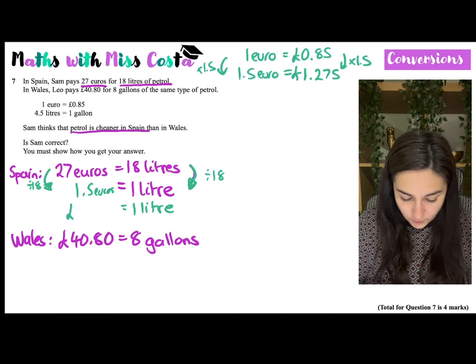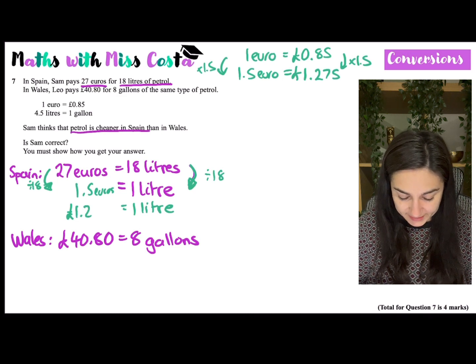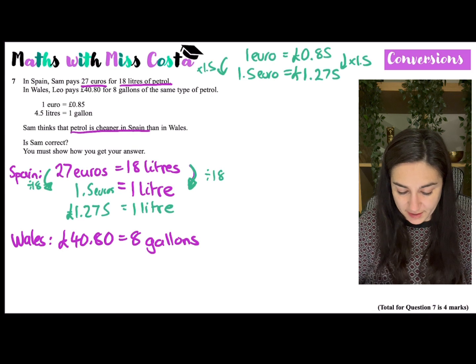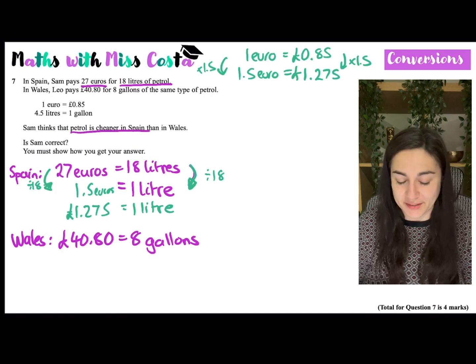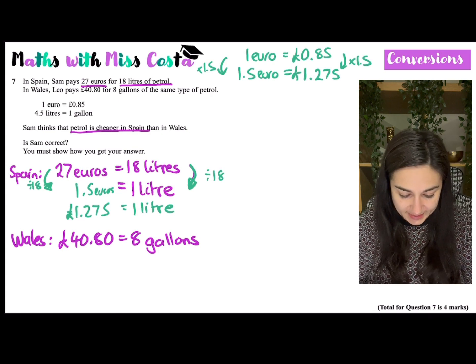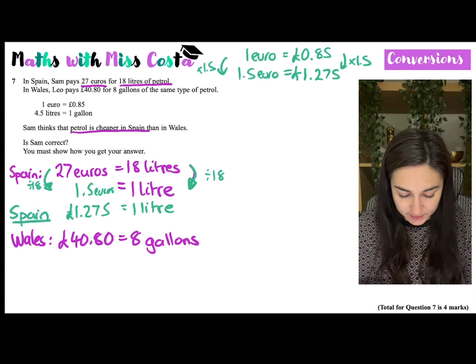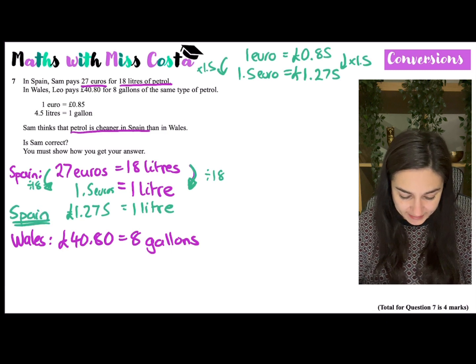Okay, so therefore I know that the cost of petrol is £1.28, but let's just write the full amount here just in case there's a very close comparison with the next one. In Spain, that's how much it costs. So let's now figure out what's happening in Wales.